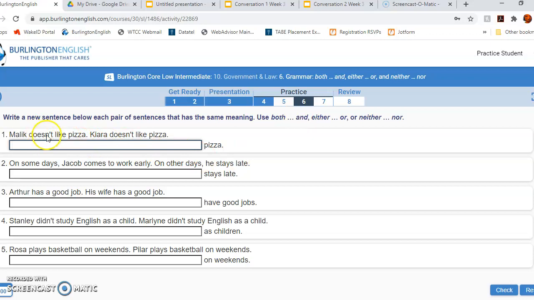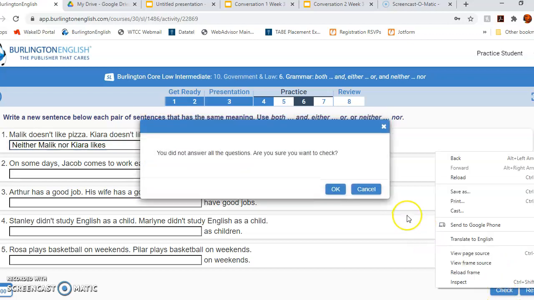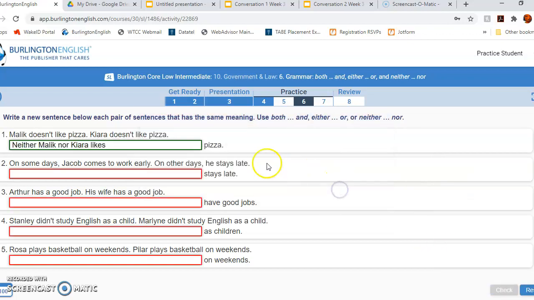So this is a no for Malik and a no for Kiara. So we know we need to use this third pair, neither nor. Neither Malik, let me capitalize it, nor Kiara. And remember from the presentation, we need S. And let's check that. Remember, it's going to tell me I didn't finish the exercise. Yes, I want to correct myself. I want to keep working. Okay.